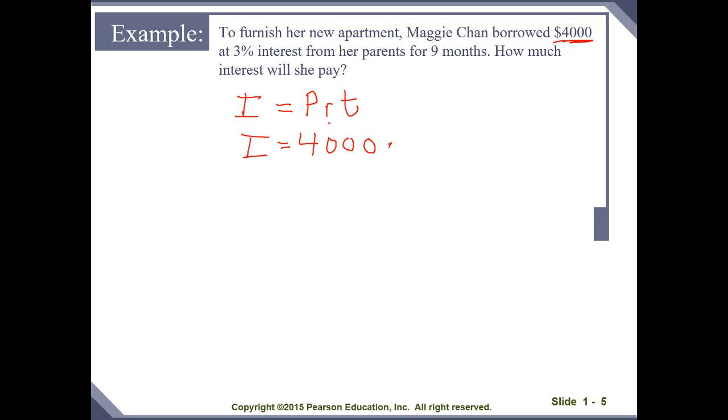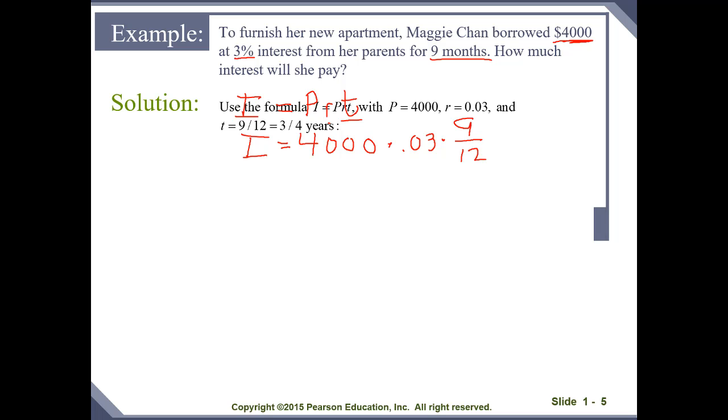times the interest rate. What would R be here for 3% interest? What would we write? We would write 0.03. And then time, 9 months. How would we write 9 months in terms of T, in terms of years? That would be 9/12 of a year, which we could simplify to 3/4. So when I multiply 4,000 times 0.03 times 9/12, I'm going to come up with the interest that she has to pay her parents.